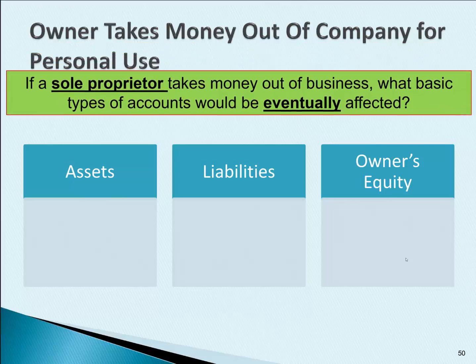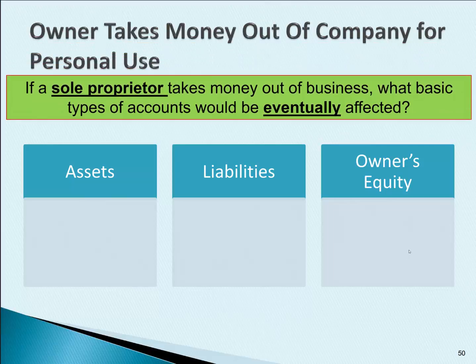So here we have the three main categories of our accounting equation: assets, liabilities, and owner's equity. What we're going to do is look at how these accounts are affected when the owner takes money out of a company for personal use. So let's think back to a sole proprietor. How is this accounting equation affected when the sole proprietor takes money out? What basic types of accounts will eventually be affected?